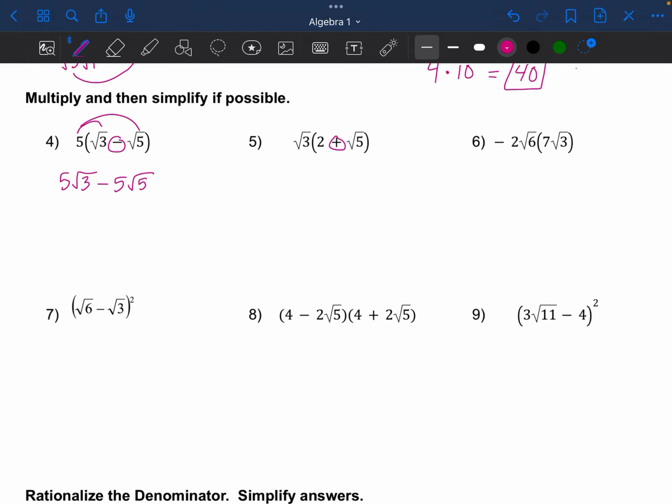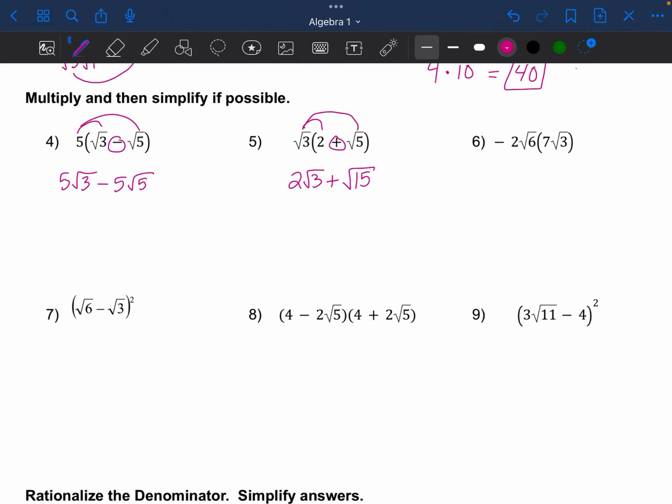Number 5, square root of 3 times 2, they can't hang out, so they just get squished next to each other. Then square root of 3 and square root of 5 can hang out, so we're just left with square root of 15. Pausing, thinking about if we can simplify. Can't divide 15 by 9 or 4, so that's as simplified as it can get.